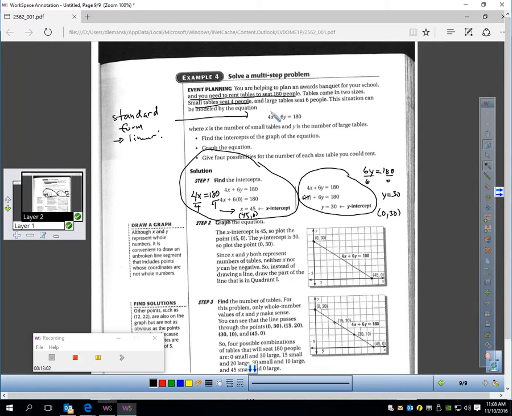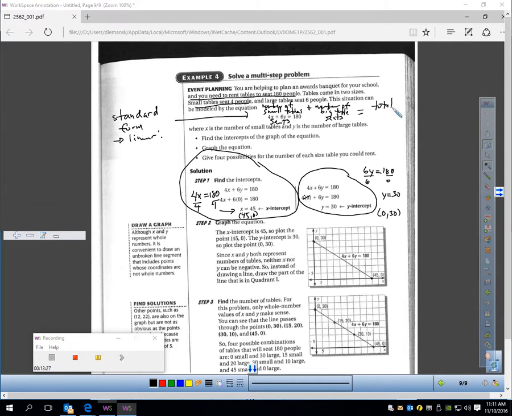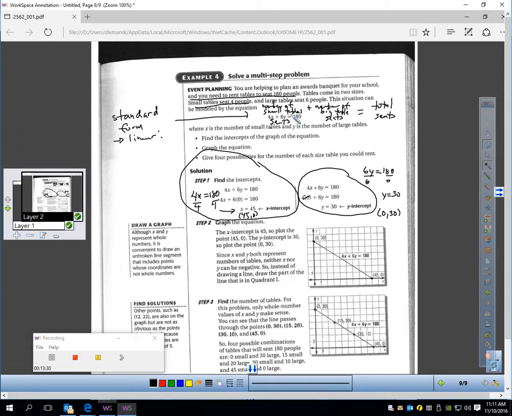So if I wrote this out in words, the number of small table seats, I should have said, plus the number of big table seats has to equal the total seats. Does that make sense? The small table seats plus the big table seats would equal the total seats. Well, we have 180 total seats. We have 4 seats at every small table, so this would be my small table seats, and 6 seats for every large table. There are my big table seats.